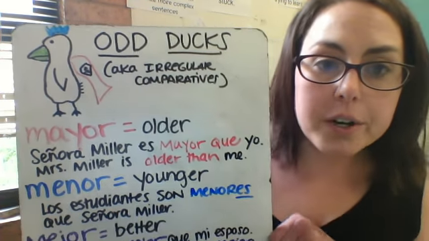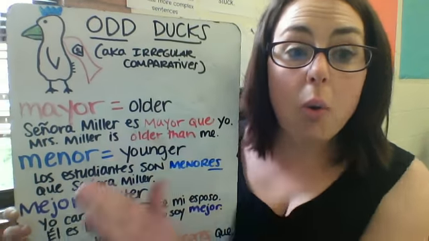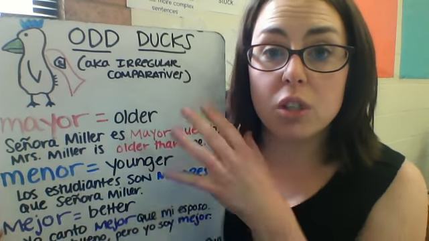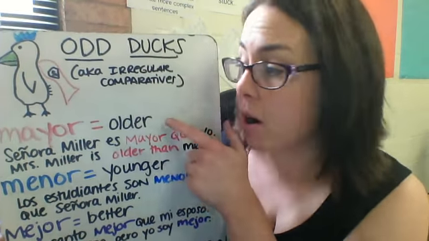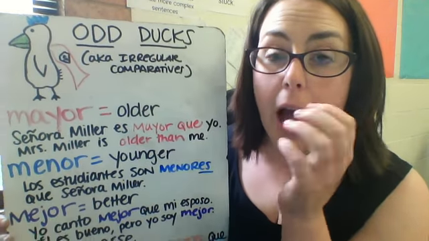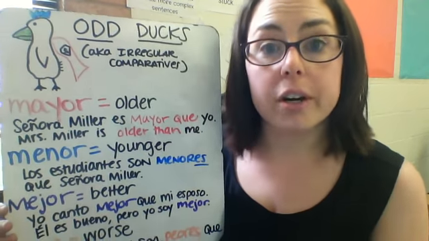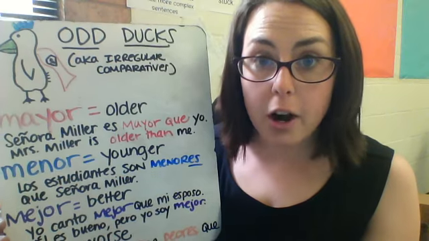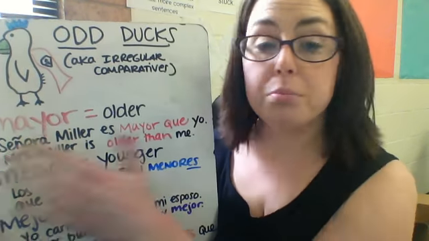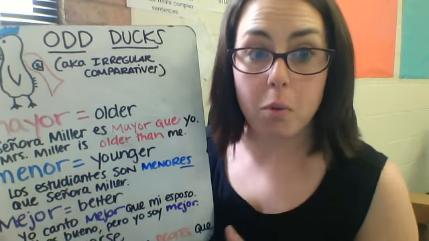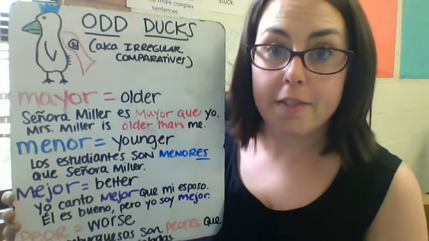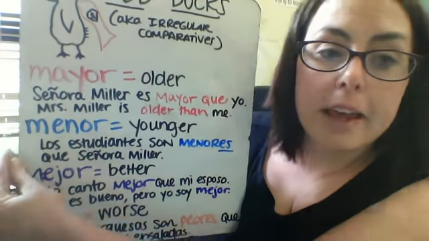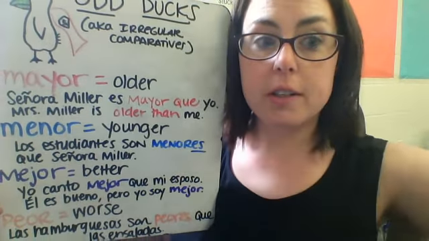Mrs. Miller is older than me. You don't always have to have que when you use these. That's why que isn't part of the word. Okay? I could just say Mrs. Miller is older, period, and then it would be Señora Miller es mayor. Okay, so sometimes though we might want to use older than or younger than, and that's when we would use que. The second one is menor, which is younger.